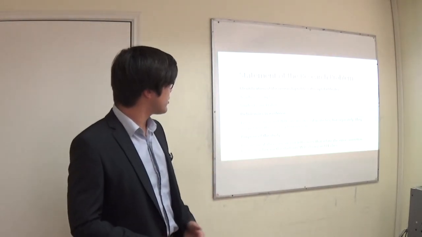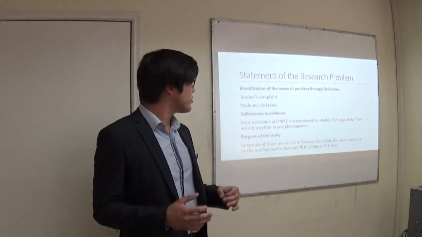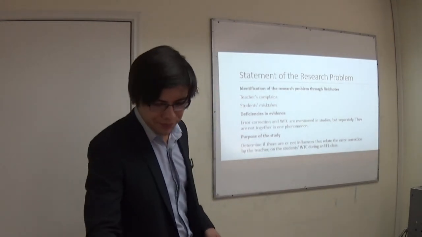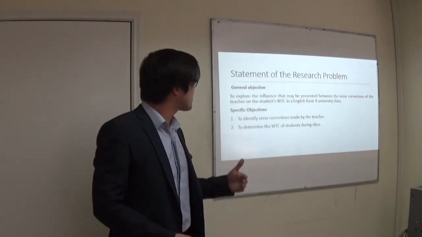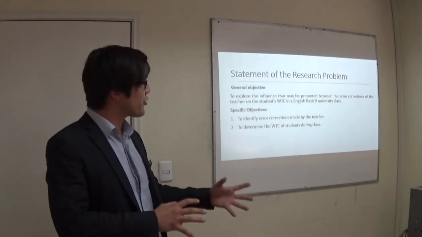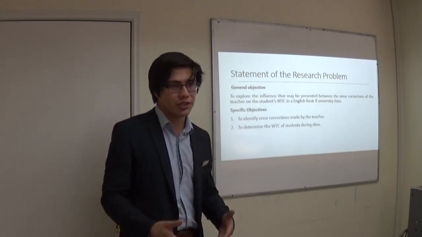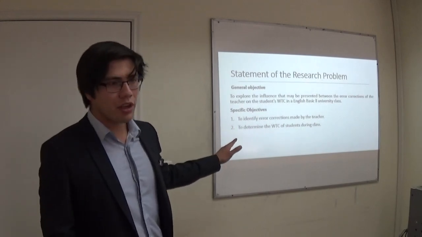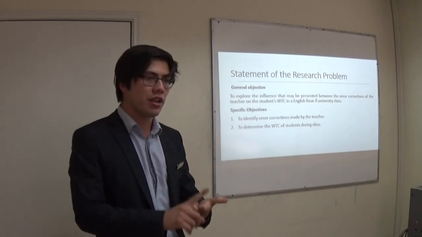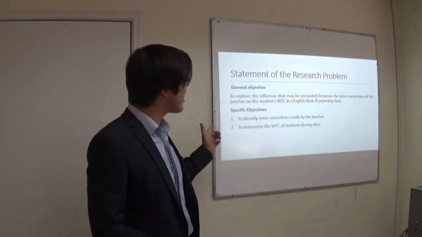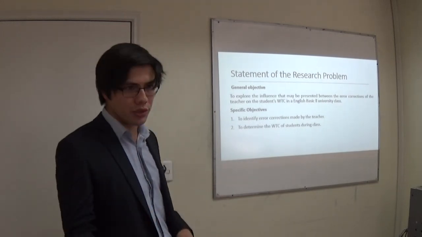The purpose of this study is to determine if there are or not influences that relate the error correction by the teacher on the student's WTC during an EFL class. The general objective for this study is to explore the influence that may be presented between the error correction of the teacher on the students' WTC in a Basic English 2 university class, as I said before. The specific objectives are related to the two main variables of this study, which are error correction and WTC. The first one is to identify the error correction made by the teacher, and the second one to determine the WTC of students during the class.